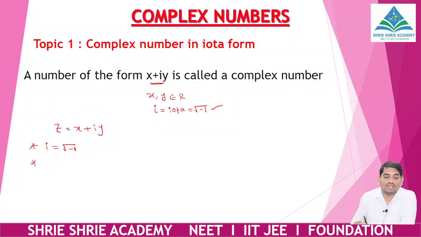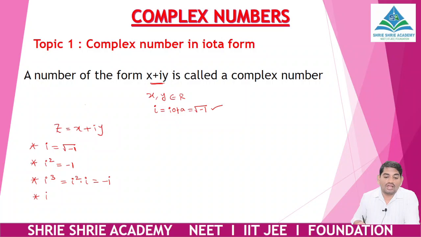Suppose you want to find the value of iota square. How can we get it? Just take the squaring on both sides. i is equal to root over minus 1, squaring on both sides we get i square is equal to minus 1. If you want to find the value of iota cube, we can write iota square into iota. Iota square value is minus 1 into iota, we got minus i.